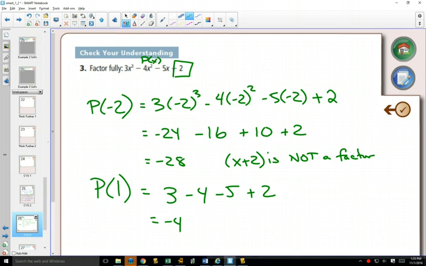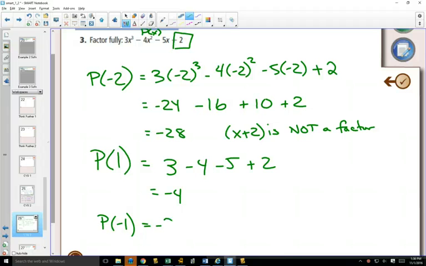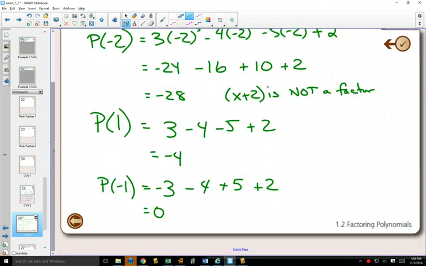We've tried positive 1, now let's put in negative 1. Okay. Plugging in negative 1, this will make negative 3 minus 4 plus 5 plus 2. It works! Hooray! Whew. It would be disastrous if none of them worked. This means, what's a factor? This means x plus 1 is a factor.